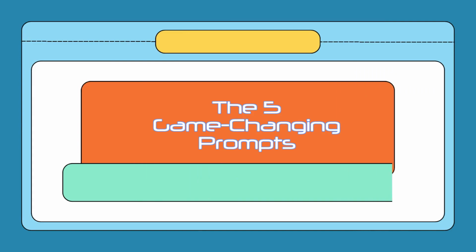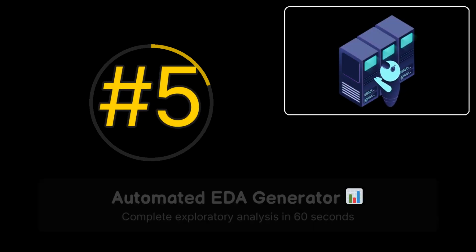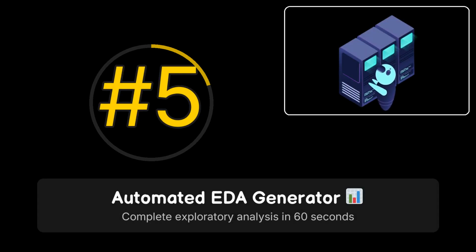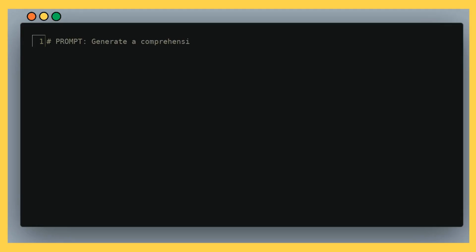The 5 game-changing prompts. Let's kick off with the automated EDA prompt. This is the prompt that will save you the most time, period. Exploratory data analysis usually takes hours. You're checking distributions, correlations, outliers, missing values, and more. But with this prompt, ChatGPT generates a complete Python script that does everything automatically. You just paste your dataset info, run the code, and boom, you get comprehensive visualizations, statistical summaries, and insights in under 60 seconds. Here's exactly what the prompt looks like.